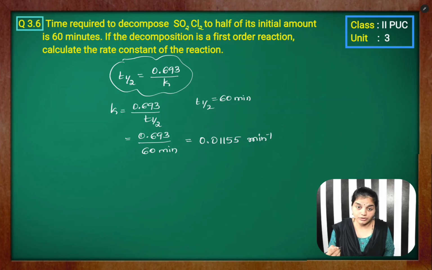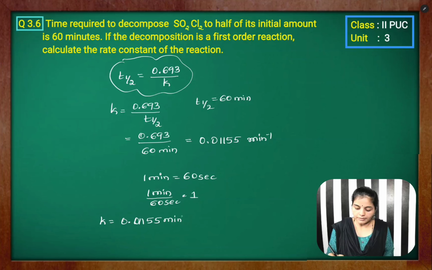But we know for a first order reaction, rate constant is expressed in terms of per second. So we need to convert this value in seconds. So we know that 1 minute is equal to 60 seconds. So by using the unitary method, since I need to convert minute inverse to second inverse, I'll write 1 minute by 60 seconds is equal to 1. So to find the unit of K in terms of second inverse, I'll multiply the answer 0.01155 per minute into 1 minute divided by 60 seconds.